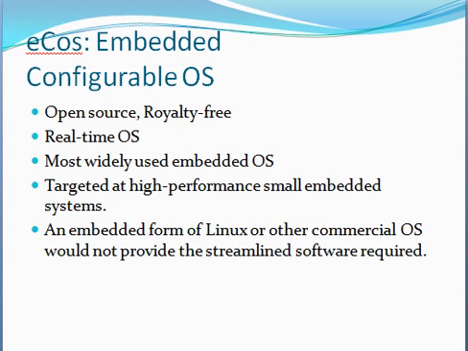The Embedded Configurable Operating System, ECOS, is an open source royalty free real-time OS intended for embedded applications. The system is targeted at high performance small embedded systems. For each system, an embedded form of Linux or other commercial OS would not provide the streamlined software required.